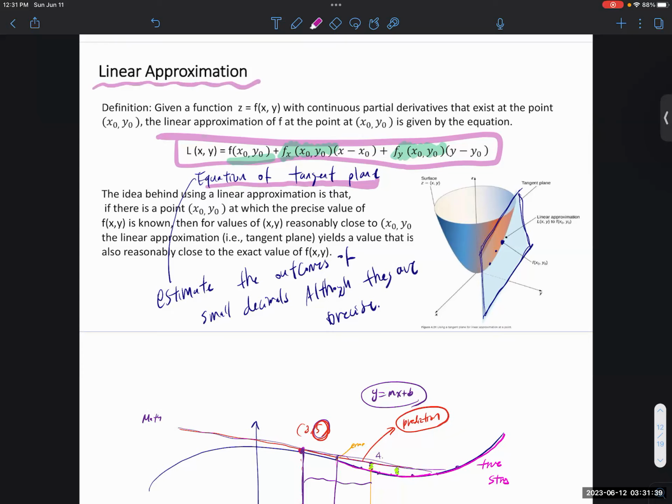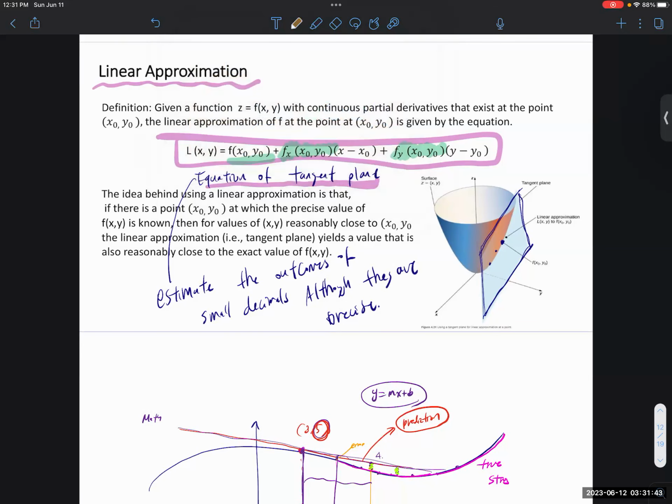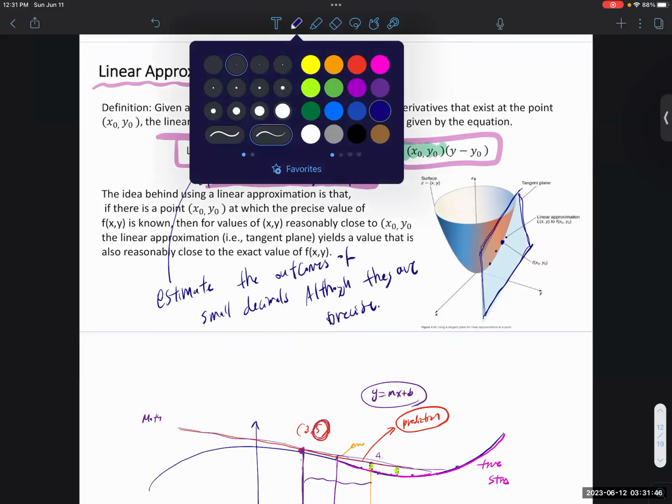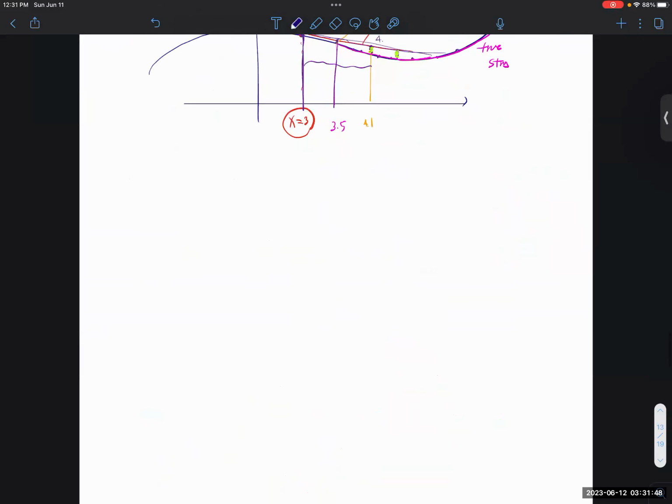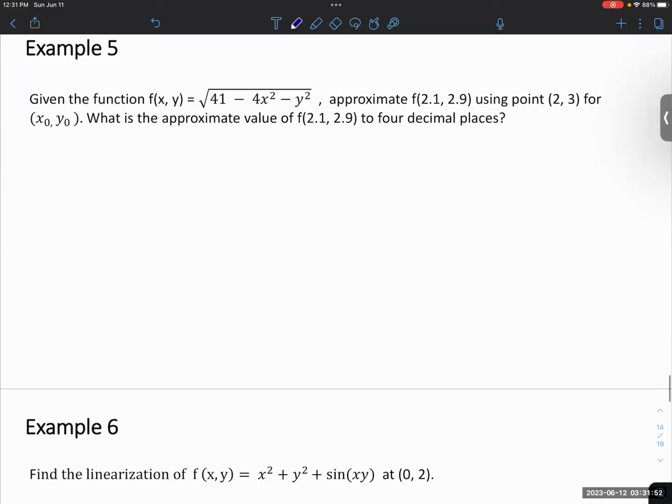Okay, so I will show you an example. Let's take a look at the concept and look at the example one more time. We have a function. I want to estimate 2.1 to 2.9. There are decimals. Using 2.3, we want to know the estimated outcome of the function when the inputs are 2.1 and 2.9. So, step by step.